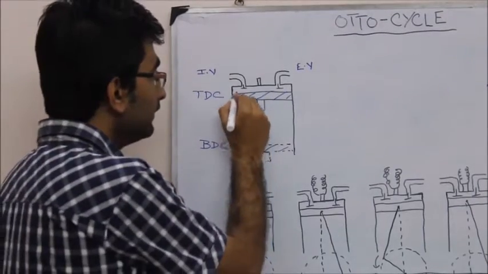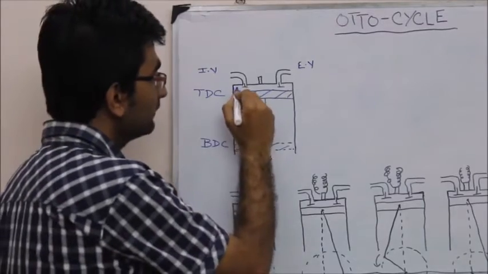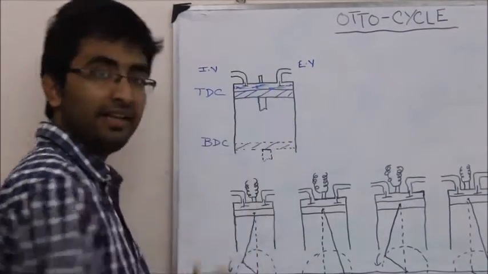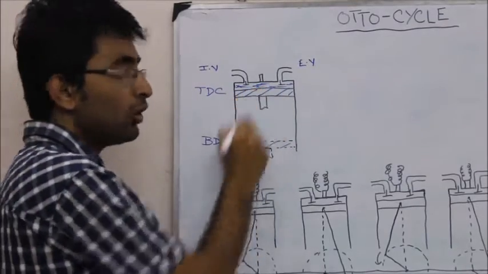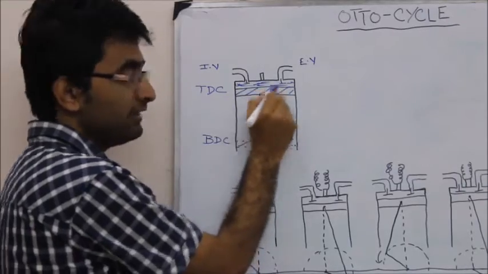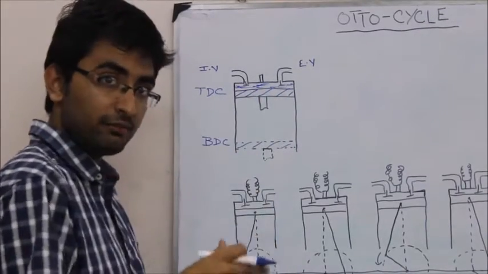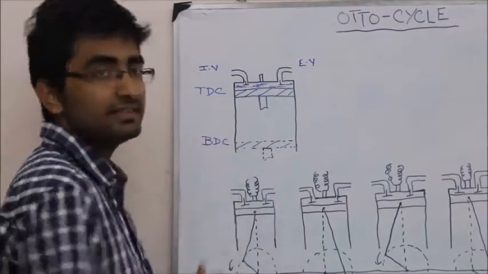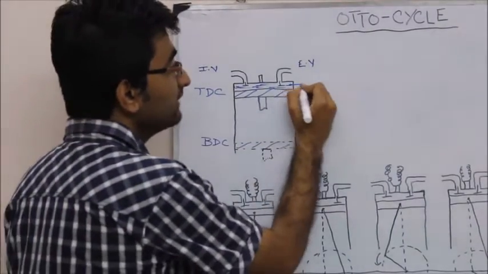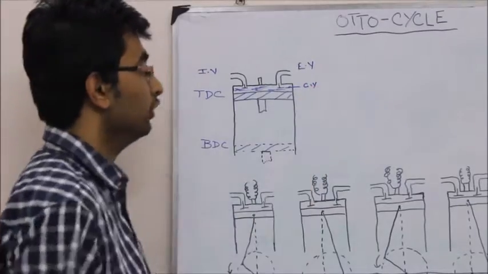Now the volume, this is the volume which is contained when the piston is at its topmost position, that is TDC. This volume above is the volume contained when the piston is at TDC. This volume is known as clearance volume. So this is CV, that is clearance volume.